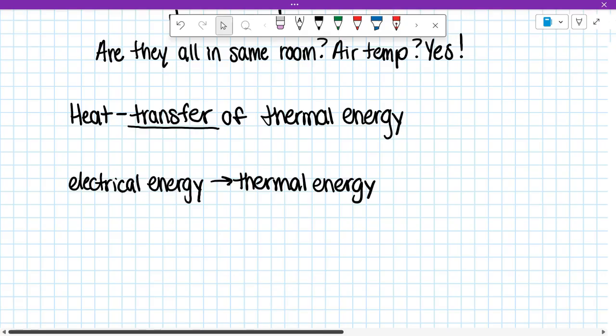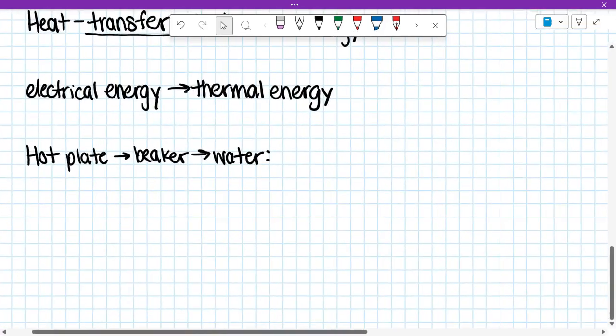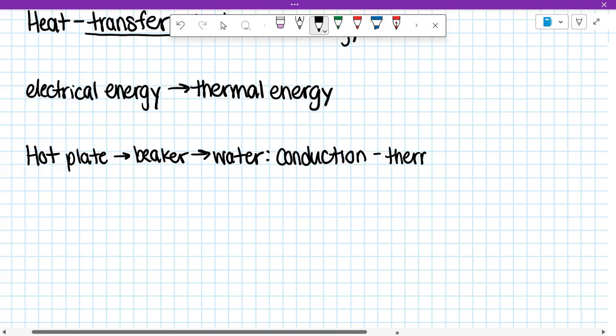Okay? So let's think about the hot plate to the beaker to the water. Okay? Now this might be the most common form of heat transfer that you are used to. The hot plate is touching the beaker, which is touching the water, and therefore we transfer heat via conduction. Okay, so this is thermal energy transfer via contact.